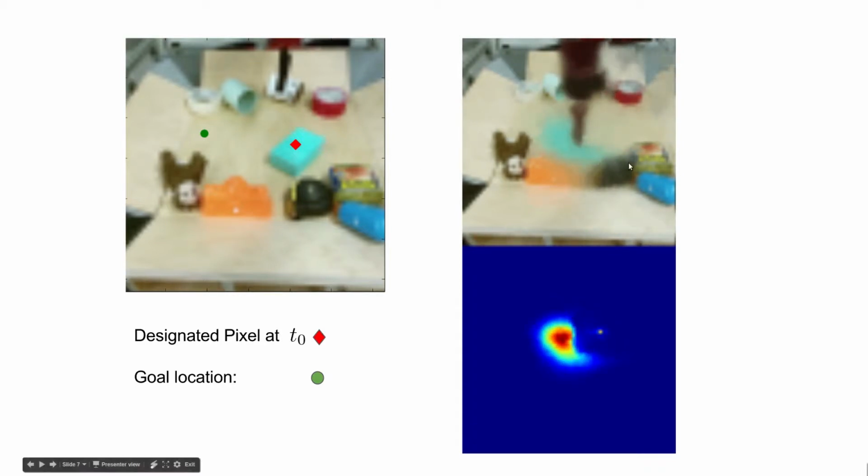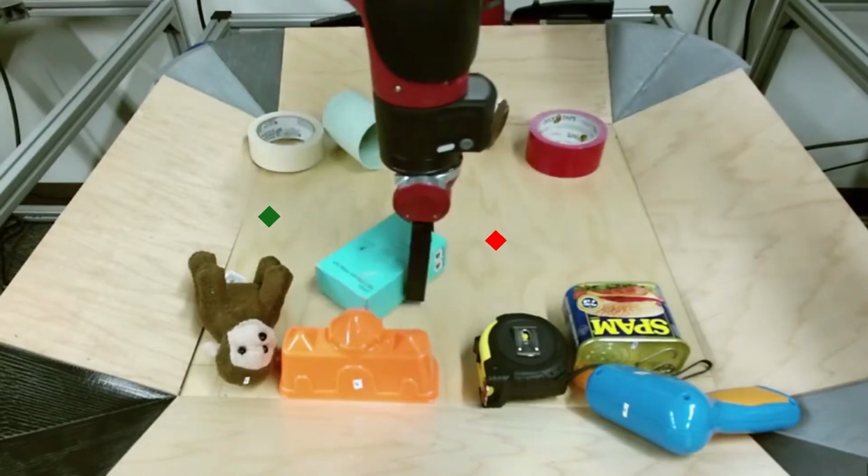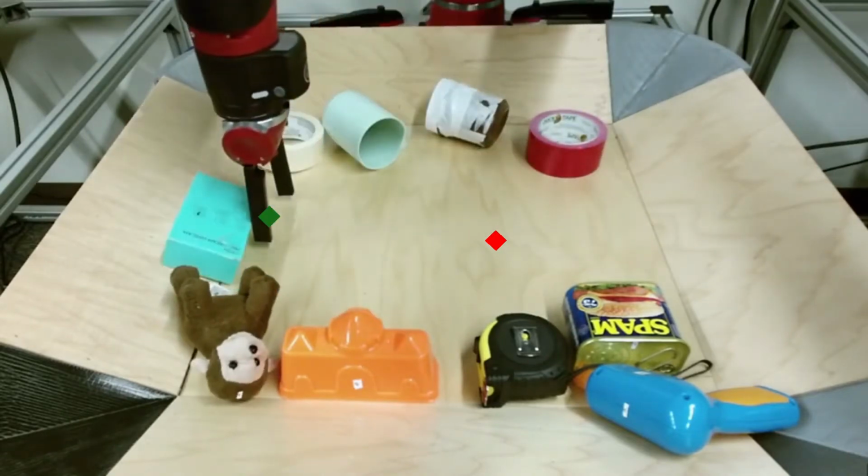For this task of pushing the blue box to the green dot, we used the model by Finn et al., together with the expected distance cost. Here we can see the predictions of the video prediction model for the best action out of 200 sampled actions, and here's the corresponding moving probability distribution. We found that clutter does not hinder performance.